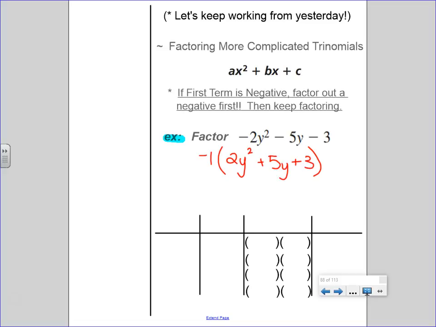Now we can say the last term is positive. The signs are the same. So at the end, I'm going to have a negative 1 times what? Plus and plus.